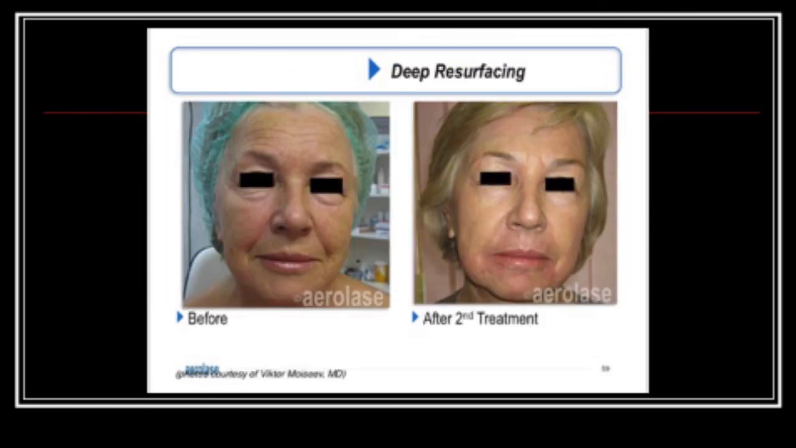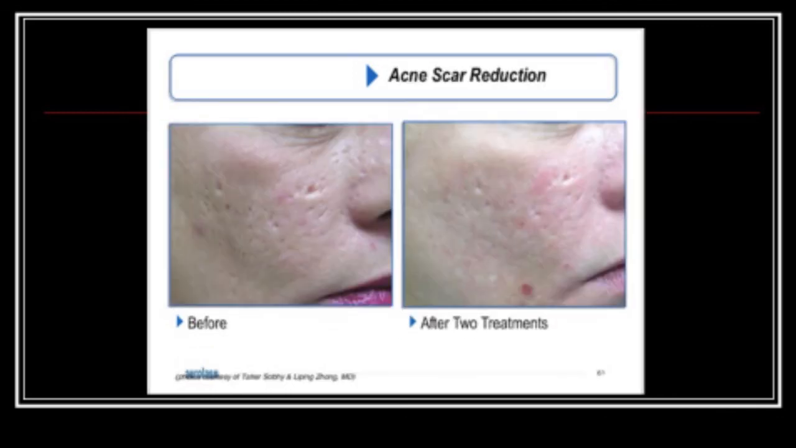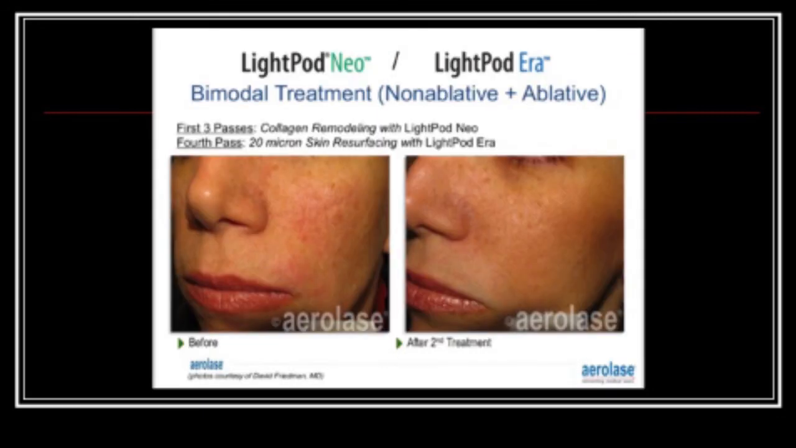Dr. Gordon's patient. Here's a deep resurfacing after second treatment. I don't know how long after the second treatment this photo is taken, but it looks like probably a few weeks after. Deep lines. Dr. Gupta's patient, she's here. I'm sure she'll discuss this. Acne scars after 2 treatments. Perioral wrinkles, just 1 treatment. It's a combination of Neo and Era.